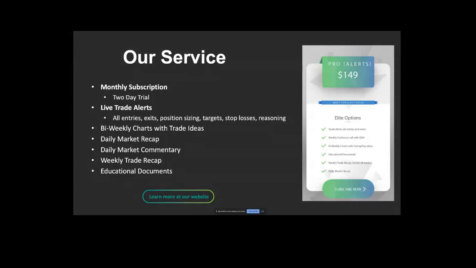All right. And then I also provide a weekly trade recap. So every trade that I send out as a trade alert, it's all time-stamped, and I include the reasoning why we entered the trade, why we exited the trade, and I also include the profit and loss for each position.